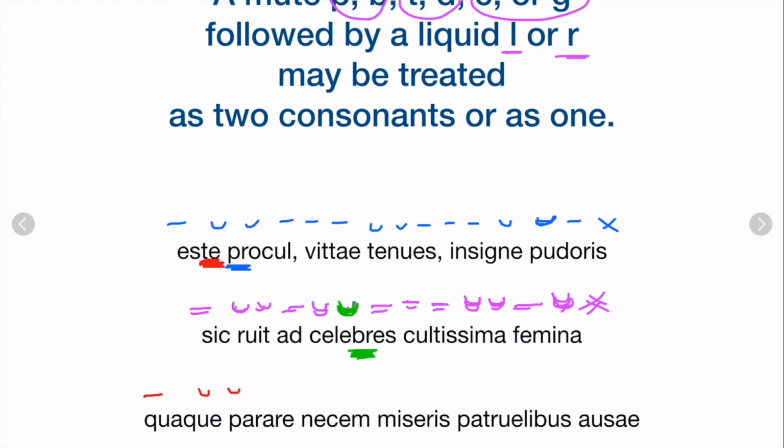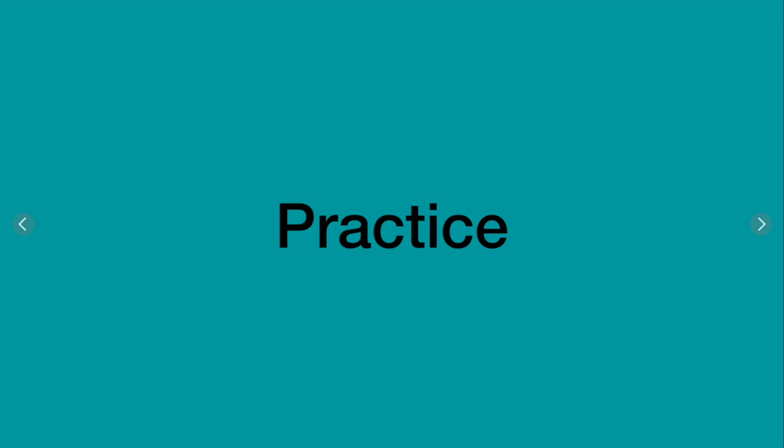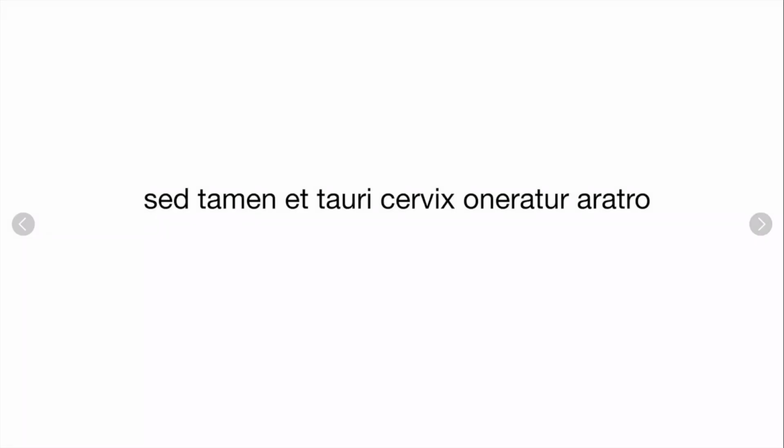Quaque pararednecem miseris patrue libus ausi. Okay, in this line, you can see this TR, and again, we're taking that as a single consonant, and therefore this syllable before it is still short. Okay, so let's do some practice, because I think that's really the best way to learn to scan.